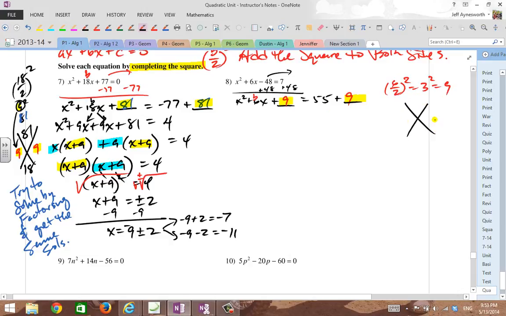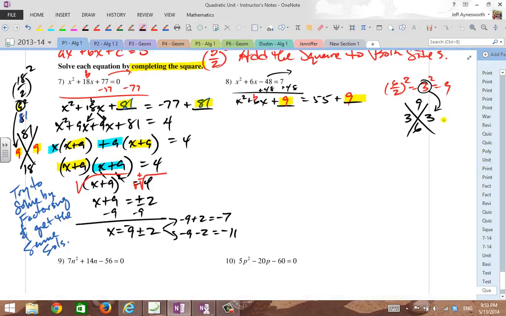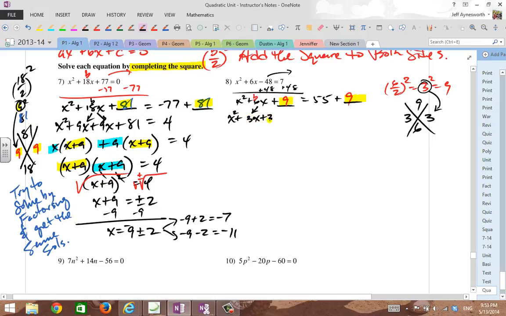Okay. Now we play the factor game. What two numbers multiply to 9 and add to 6? And you know them. It's right here. 3 times 3 is 9, and 3 plus 3 is 6. It's always half of b, like I keep saying in every single example in all my lessons. Notice right here the same thing happened. So x squared plus, I'm going to split the middle term now, 3x plus 3x, notice how I split the middle term, plus 9 equals 64. 55 and 9 is 64. Factor out a common factor as we always do.